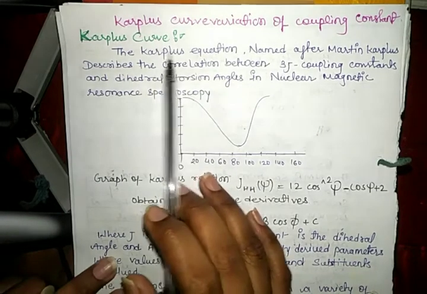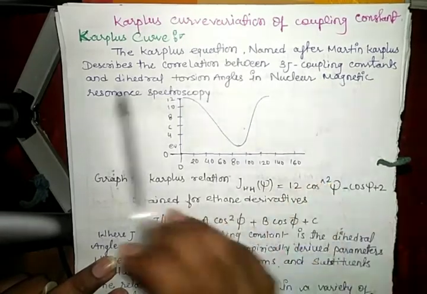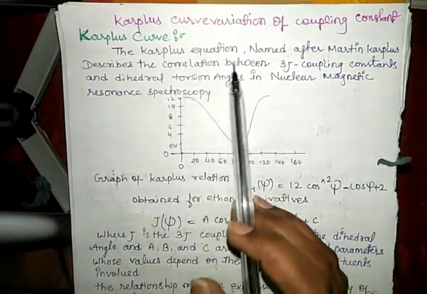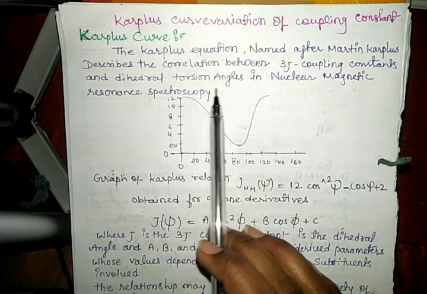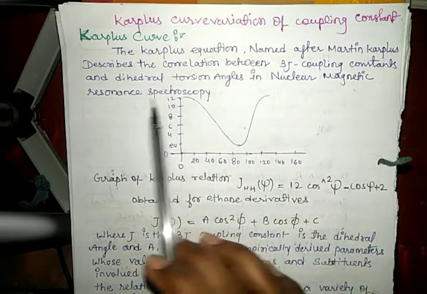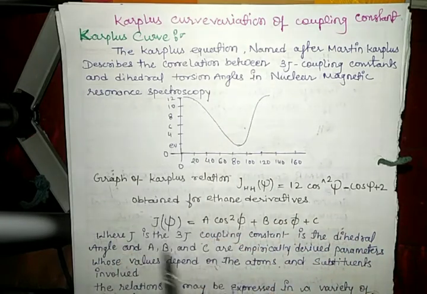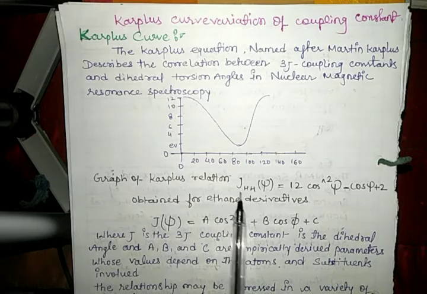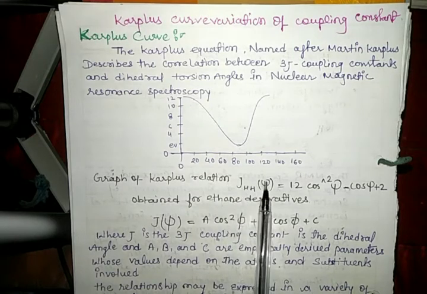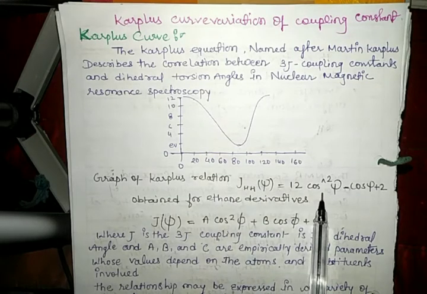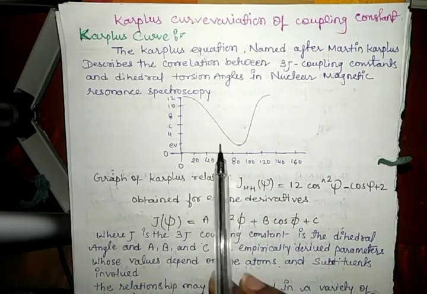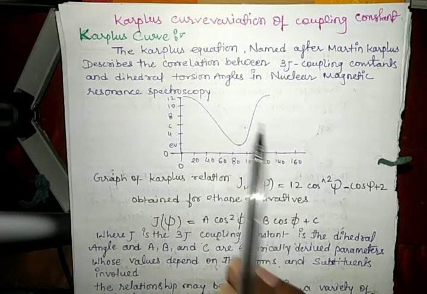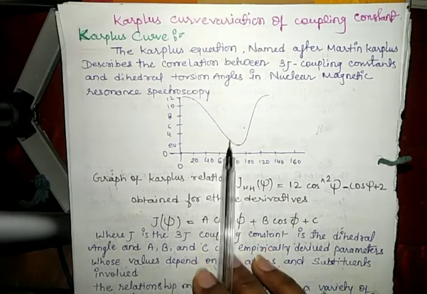Karplus curve, the Karplus equation named after Martin Karplus, describes the correlation between 3J coupling constants and dihedral torsion angles in nuclear magnetic resonance spectroscopy. Graph of Karplus relation is J(phi) equal to 12 cos square phi minus cos phi plus 2. This is Karplus curve and obtained by ethane derivative.